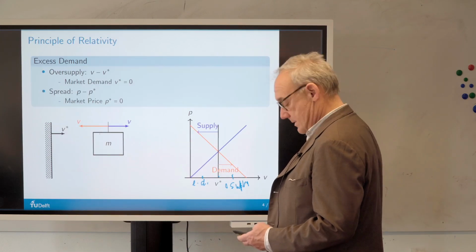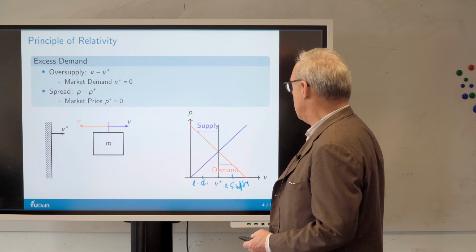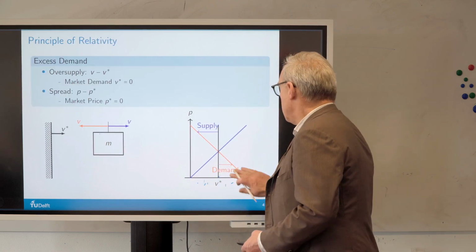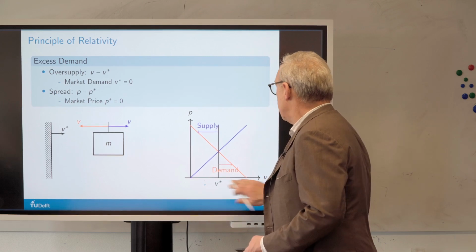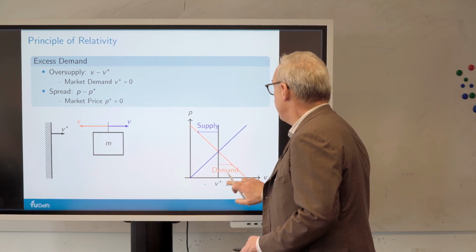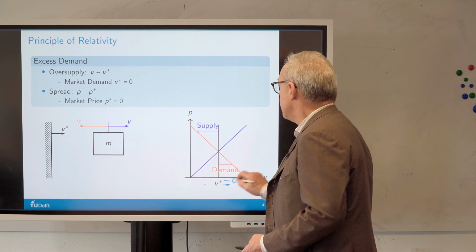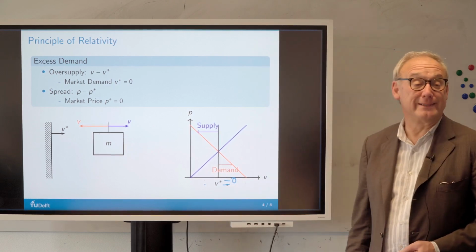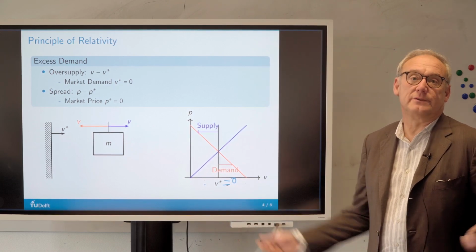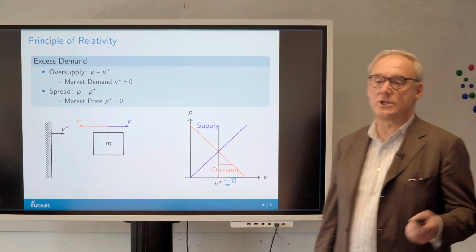and that point of zero is precisely this market demand here. So I'm going to call this 0. All right? That's just a choice. That's a choice we always make.